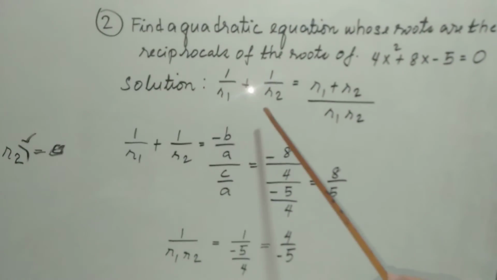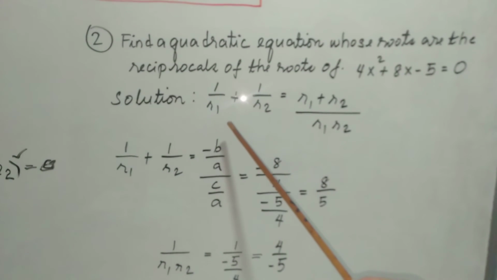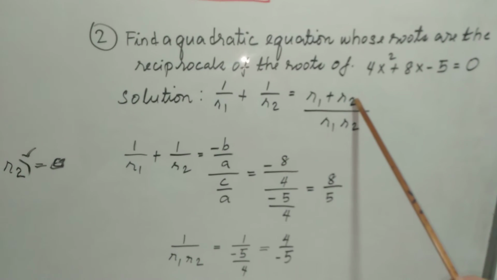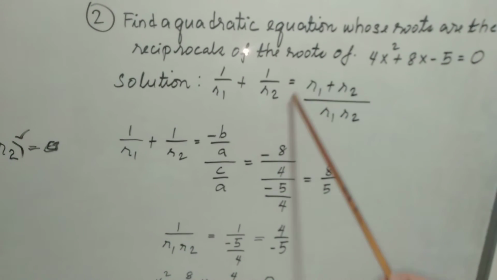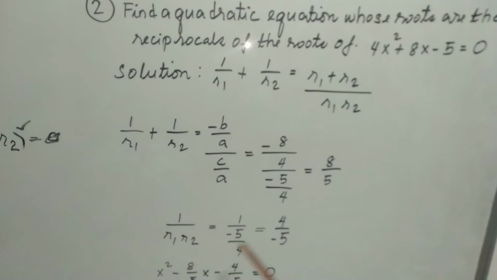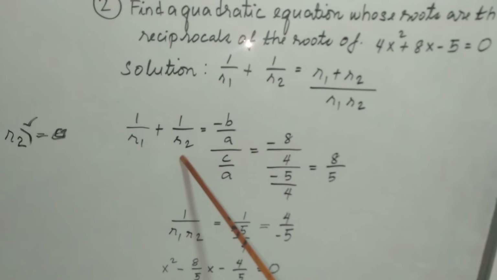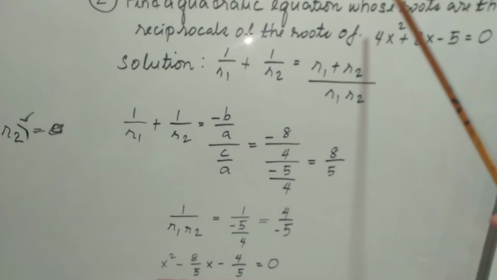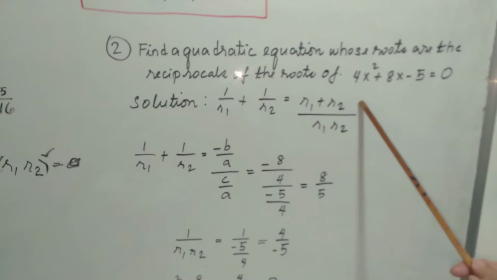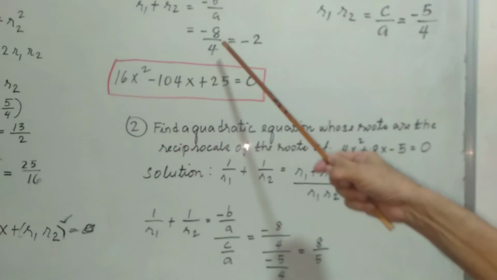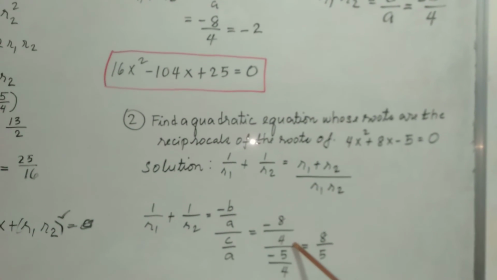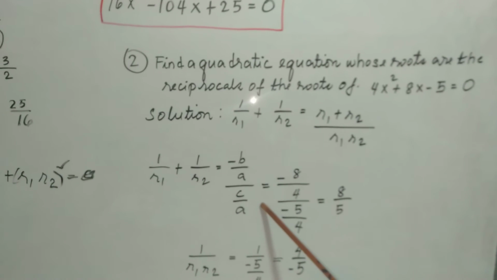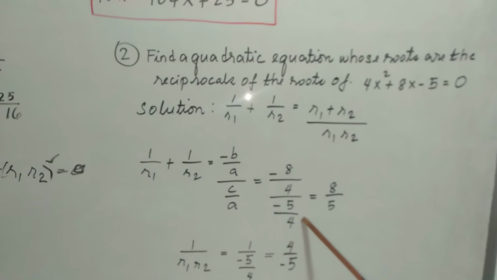So the reciprocal of the roots is 1 over r1 plus 1 over r2, which is equal to r1 plus r2 over r1 r2. So we have this relation here. Since this is r1 plus r2, we have already found the value of r1 plus r2 to be negative 2, or negative 8 over 4. So we just substitute negative 8 over 4, and c over a, which is r1 r2, is equal to c over a, negative 5 over 4.